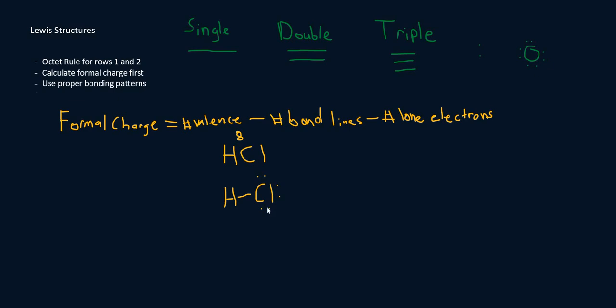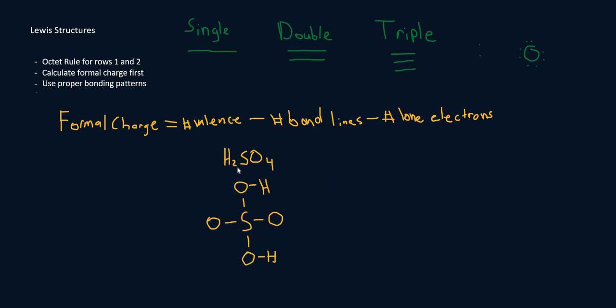Let's make sure our formal charge is minimized, however. What you might want to do is pause the video, calculate the formal charge for both hydrogen and chlorine in this instance, and make sure they're both 0, or minimized, as close to 0 as possible. Okay, so for hydrogen we have 1 valence electron minus 1 bond line minus 0 lone electrons equals a formal charge of 0. Same thing for chlorine. For chlorine we have 7 valence electrons minus 1 single bond minus 6 lone electrons equals a formal charge of 0.